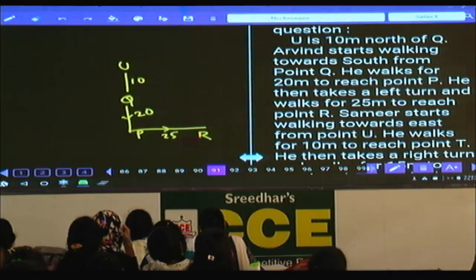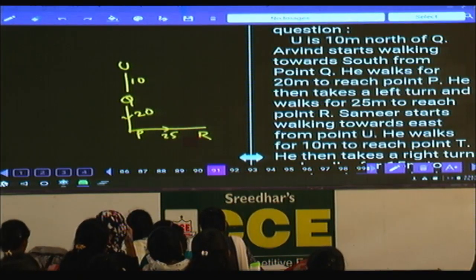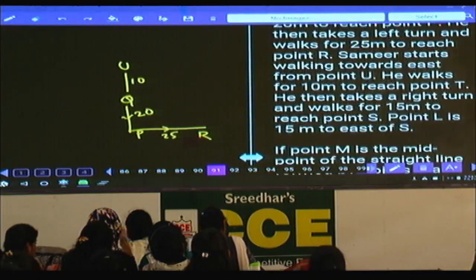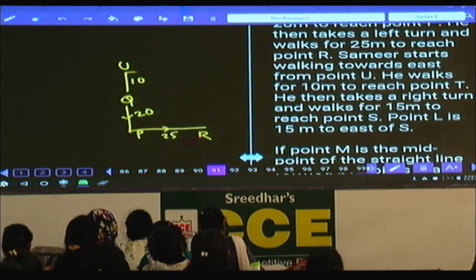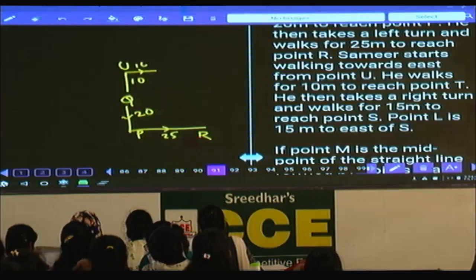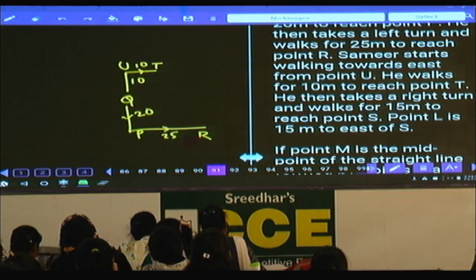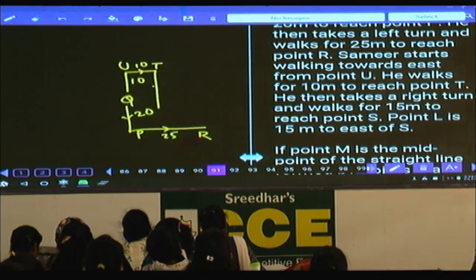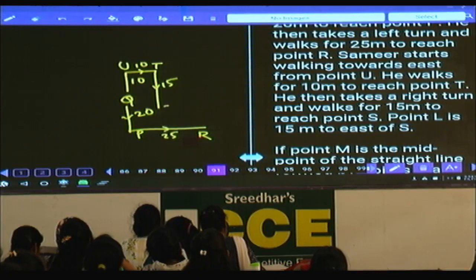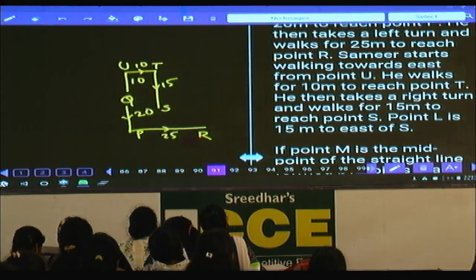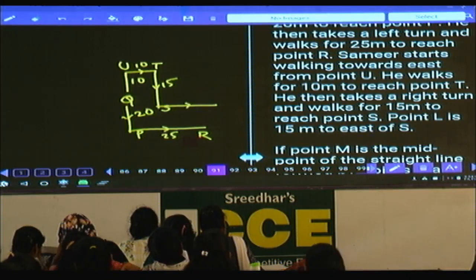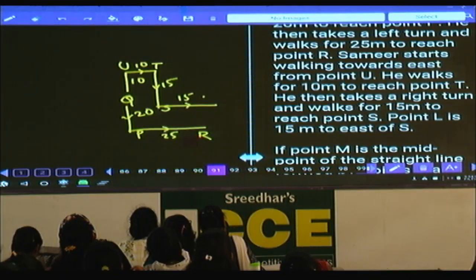And Sami started walking towards east from point U, and he walks for 10 meters to reach point T from here. Sami traveled for only 10 meters and reached point T. Then he takes a right turn and walks for 15 meters to reach point S. From here, this person has covered 15 meters to reach point S. Then L is 15 meters to the east of S. From here, L is 15 meters. 10 plus 15, that will be 25. Now these two must be at the same place.